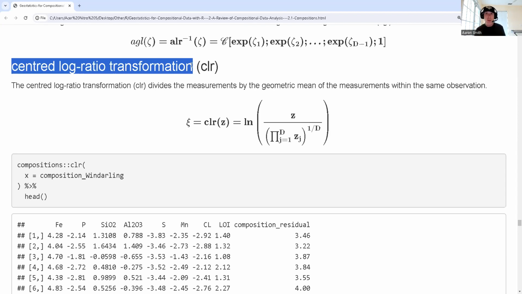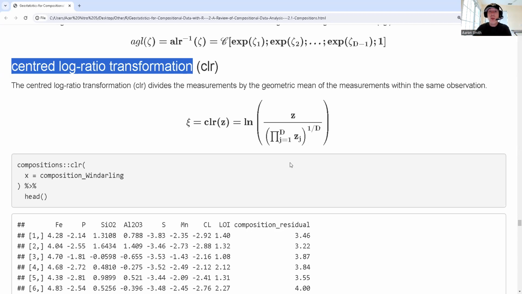So instead of having a reference level, I want to invoke the entire composition into this. And so what I'm going to do, I'm going to take the geometric mean of my composition, and I'm going to put that in the denominator instead. So this way, I'm invoking the entire vector into the log ratio transformation.